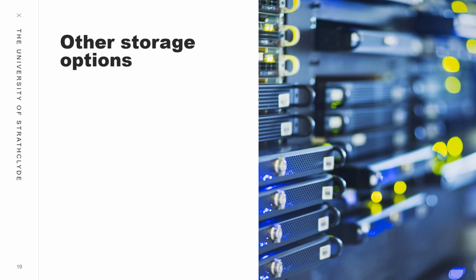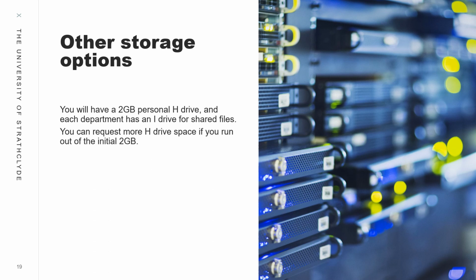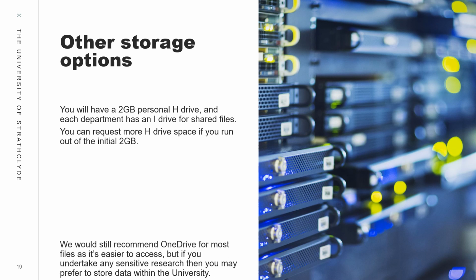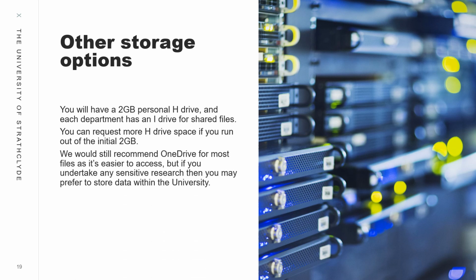There are some other network storage options available to you. You'll have a 2 GB personal H drive, and each department also has an I drive where shared files might be stored. You can request more H drive space if you run out of that initial 2 GB. But essentially, we recommend that OneDrive should be your first storage location. You might want to use the H drive if you're using sensitive research data that should be stored within the university.